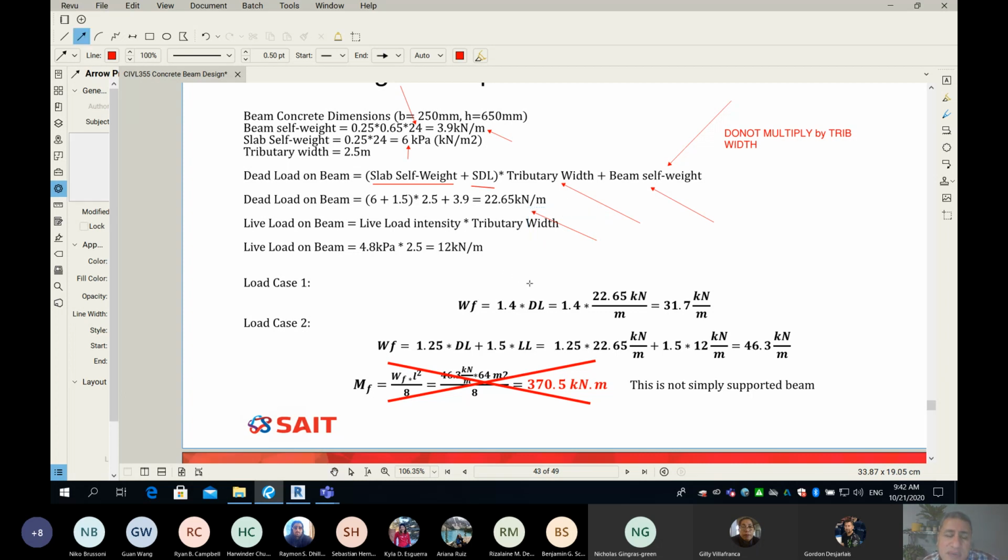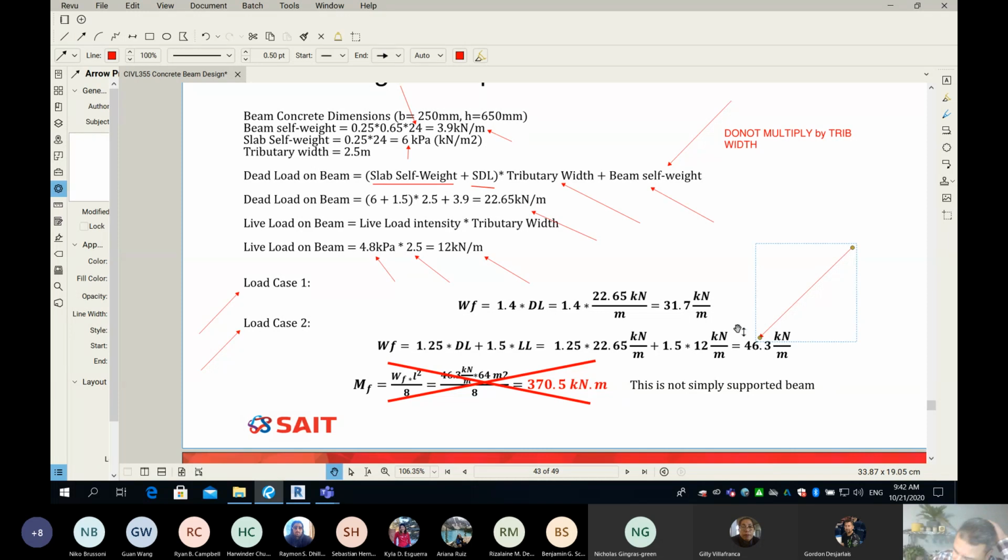And then for the live load, same deal. The square meter carries 4.8 kilonewton. But my beam is not carrying 1 meter. It carries 2.5 meters of the slab. So you have to multiply your live load intensity times 2.5, and get 12. And then finally, as usual, we go through load case number 1 and load case number 2, which is 1.4D or 1.25D plus 1.5L, to get my W factor. Finally, guys, this number is the one that goes into my design.